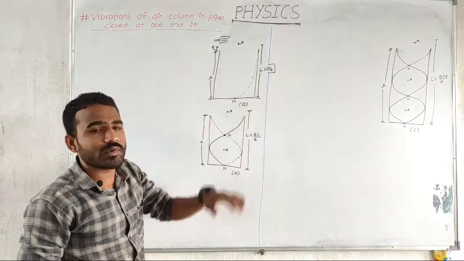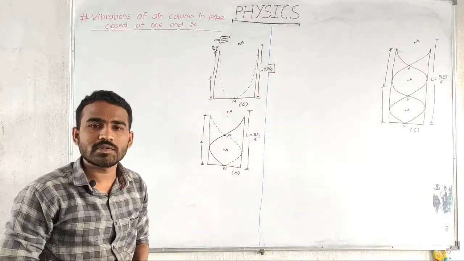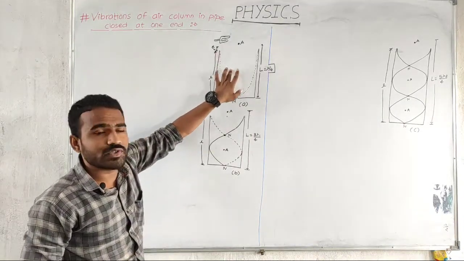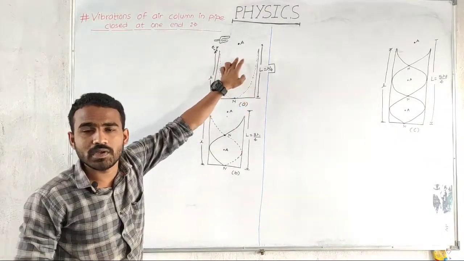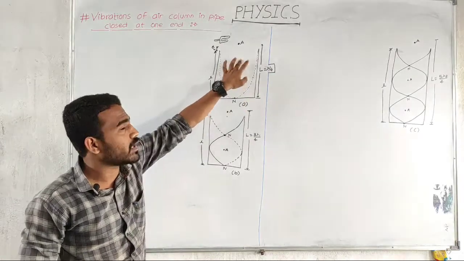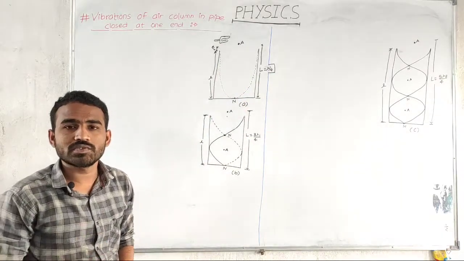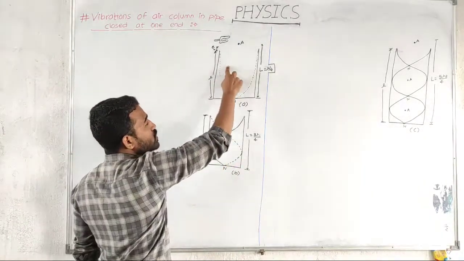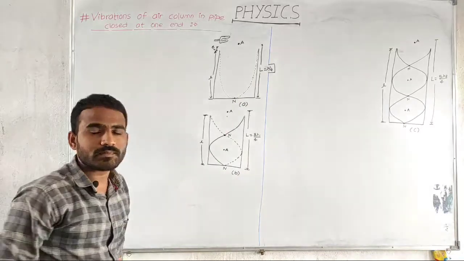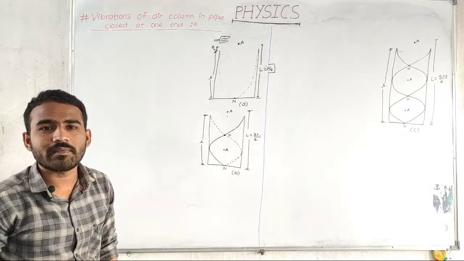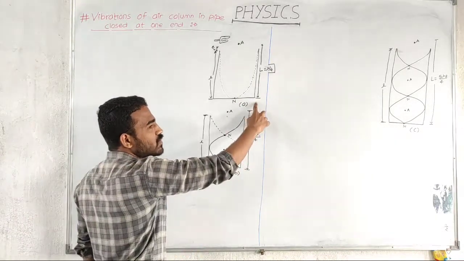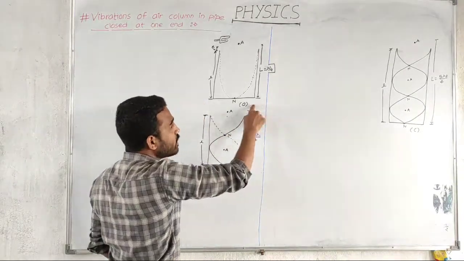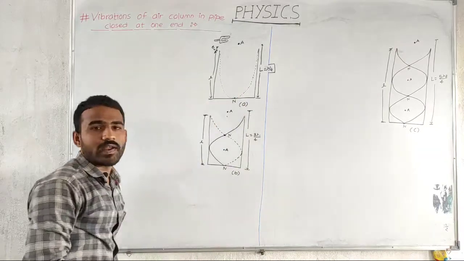We know that sound waves are longitudinal waves. So the longitudinal waves are traveling along this tube. Here you can see this end is a rigid end. Because of this rigid end, these longitudinal waves get reflected.